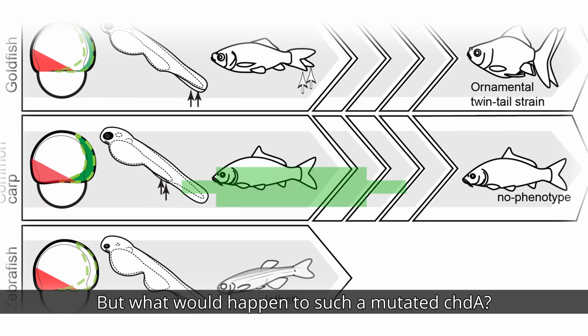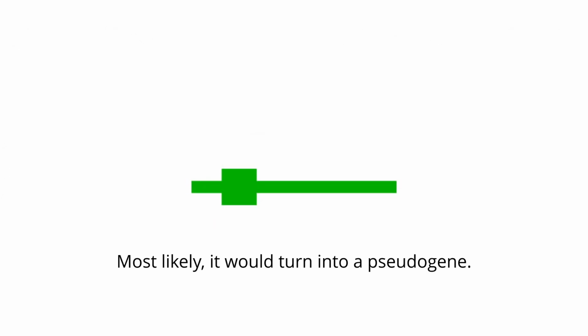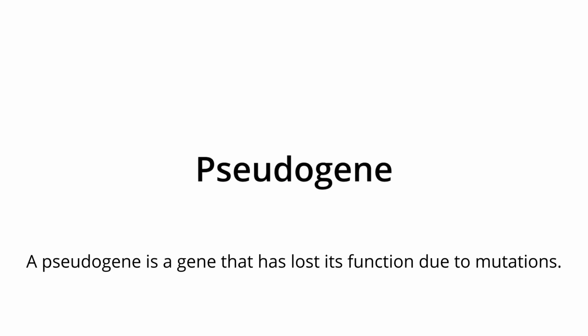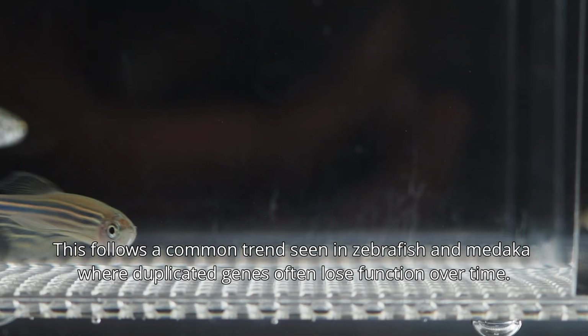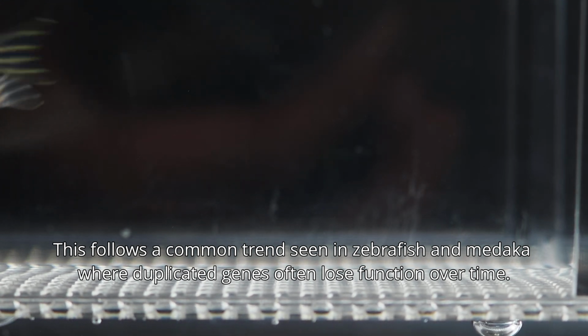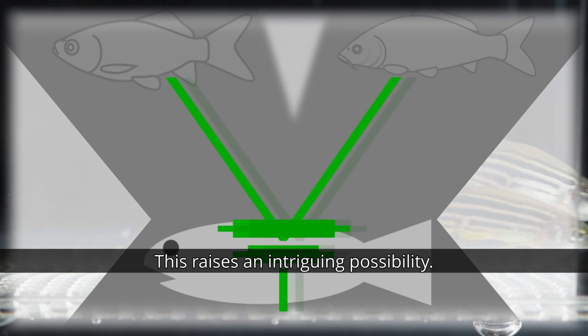But what would happen to such a mutated coding A gene? Most likely, it would turn into a pseudogene. A pseudogene is a gene that has lost its function due to mutations. This follows a common trend seen in zebrafish and medaka, where duplicated genes often lose function over time. This raises an intriguing possibility.